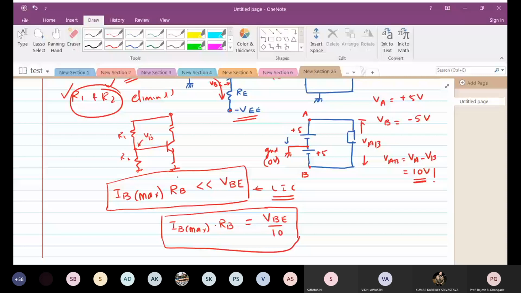We have already proved that the emitter current bias and naturally the split supply bias also have very good bias stability. Now you can expect a couple of questions, assignments related to this particular unit. So we have finished with the first unit of your syllabus.